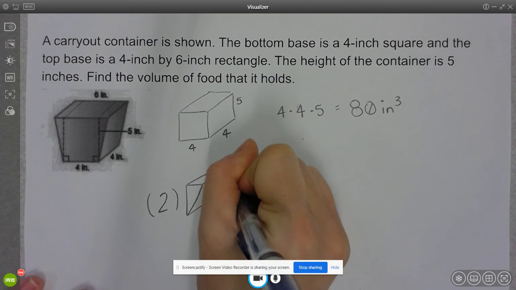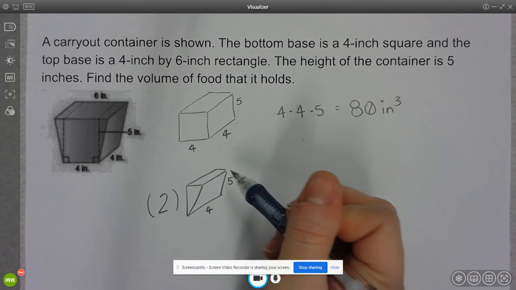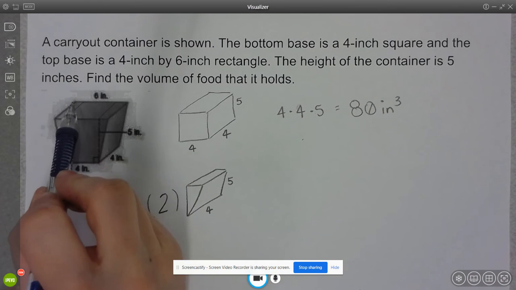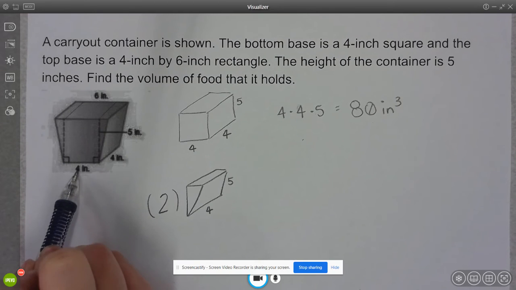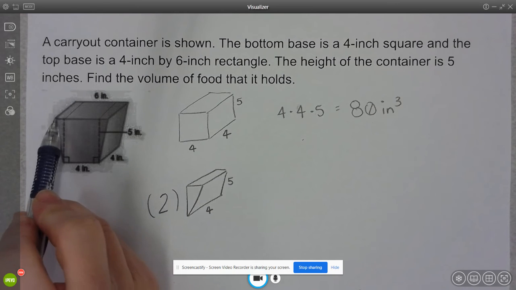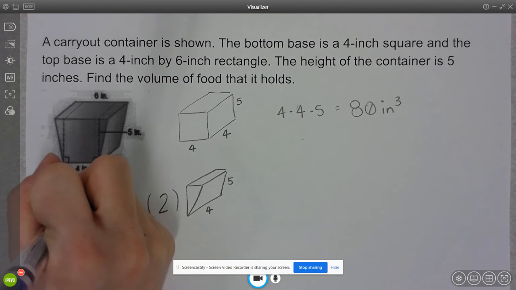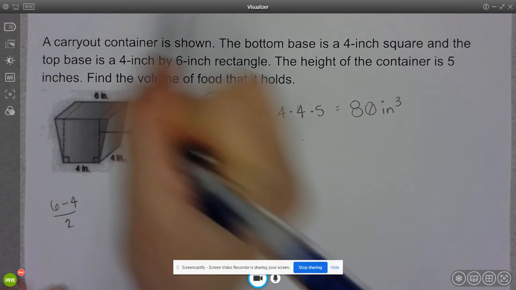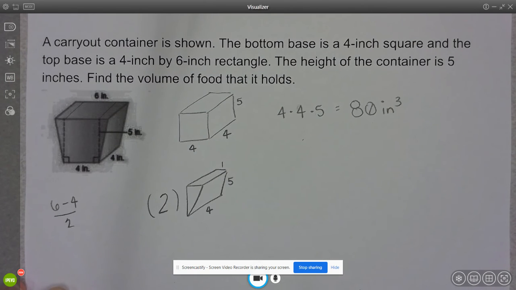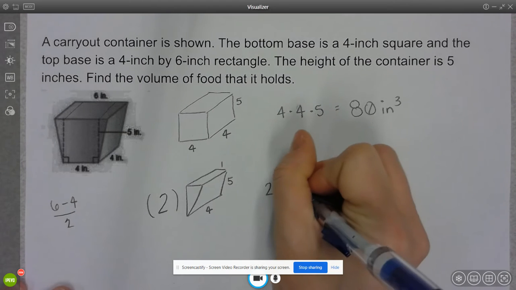Now they have a height of 5, a depth of 4, but I need to figure out the width. Now this is 6 inches total across on the top. I've taken 4 inches away, and I have to evenly split that in half. So really, I'm doing 6 minus 4 divided by 2. Well, that's 2 divided by 2. So each of these are a space of 1 as the width.